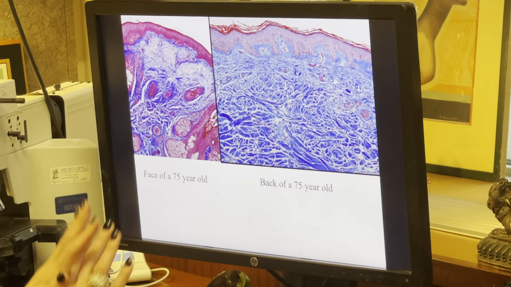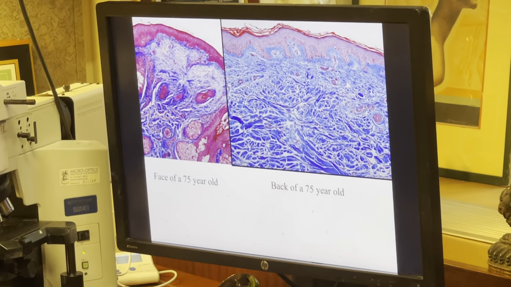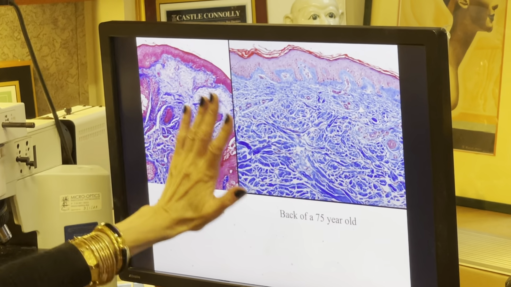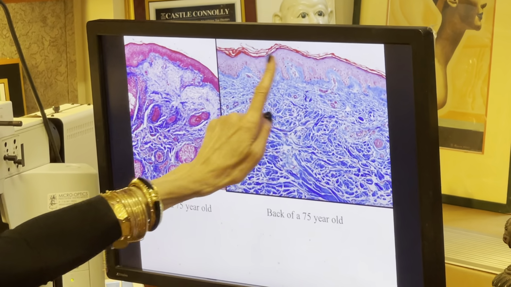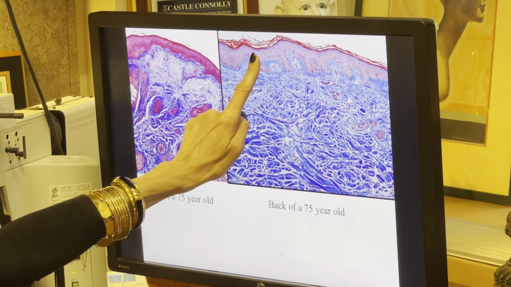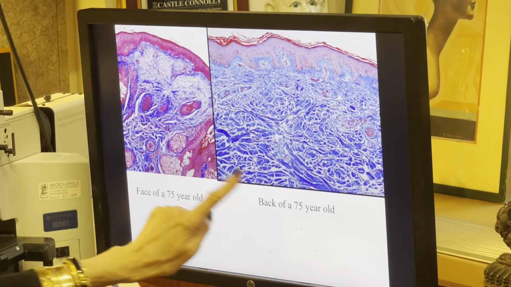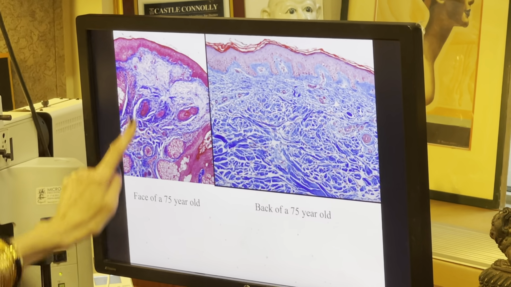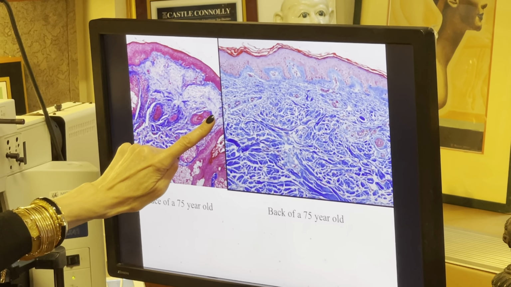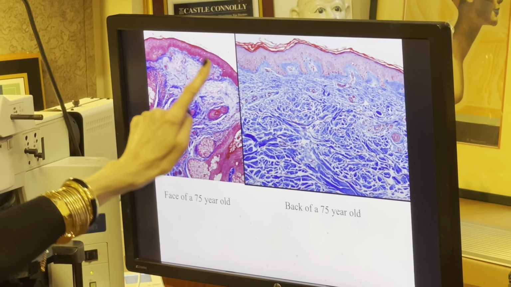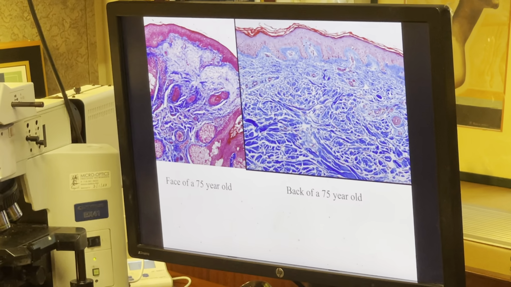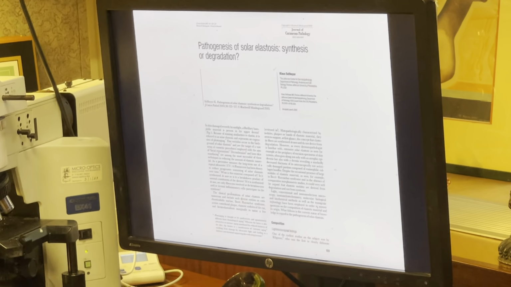So here again is the contrast of the back of the 75-year-old. This is a trichrome stain. Everything looks perfectly normal. Note the epidermis has preserved architecture, abundant collagen. In contrast, in the trichrome stain on the face of the 75-year-old, much of the superficial dermis is not highlighted by the trichrome stain because it's being replaced by this abnormal material called solar elastosis.